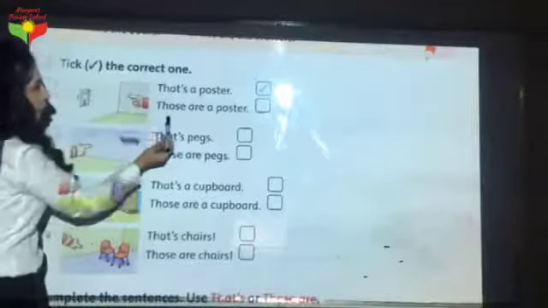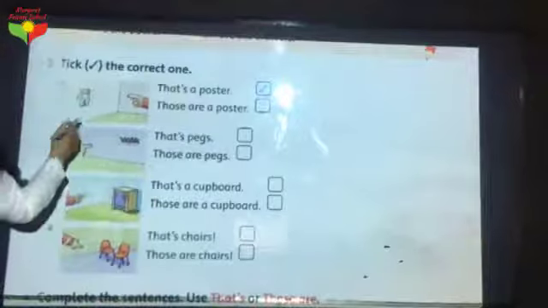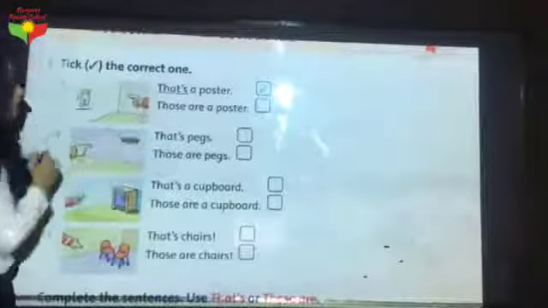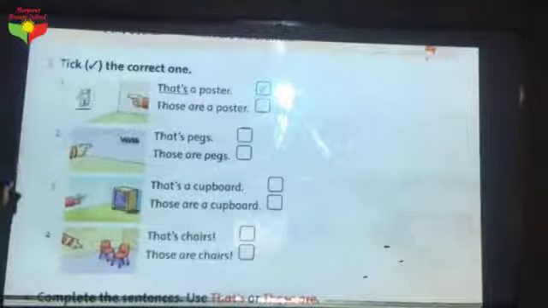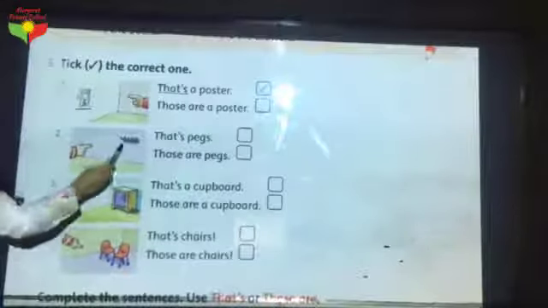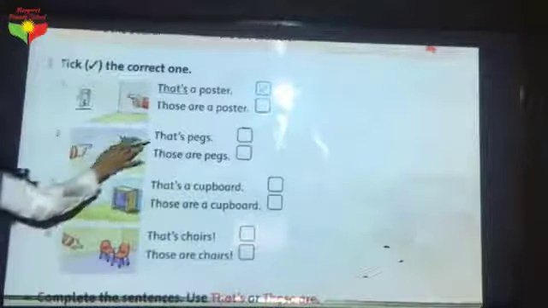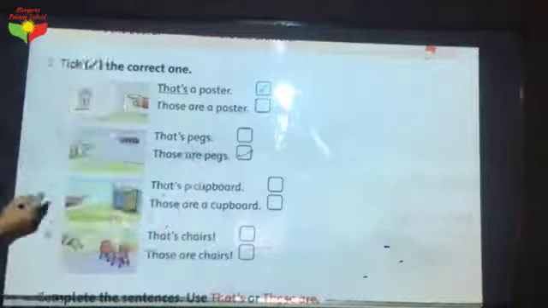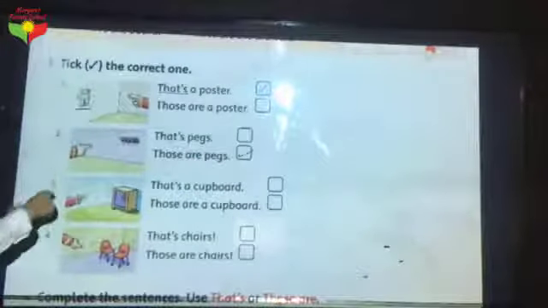Look at here. That's a poster. Those are a poster. Here we have only one poster. That is why we have to use that. That's a poster. The first one was done. The second one. Look at here. We have some pegs. That's pegs. Those are pegs. So we should use those are. Take the second one. Those are pegs. We have more than one peg.